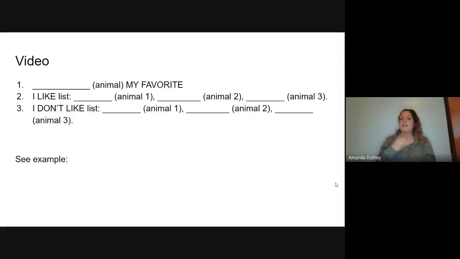So for me, I don't like 3 different animals that I don't like. First one, maybe a sheep. Second one, fish. And the third one, cows. So again, to make it up, you do have to say animals that you don't like because we're practicing that sign, don't like. They're going to see this and we're practicing listing.